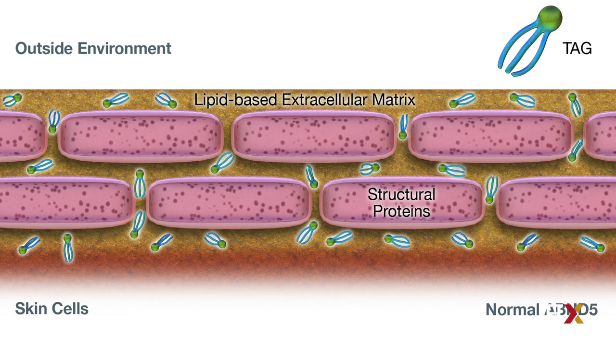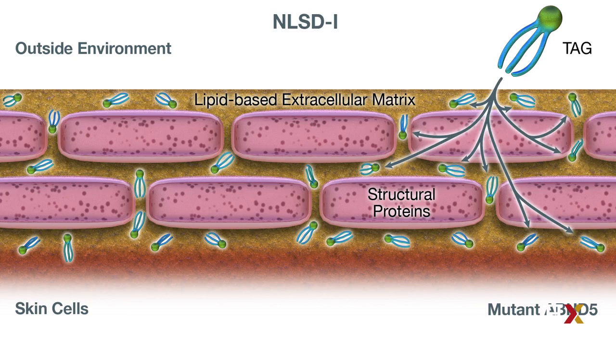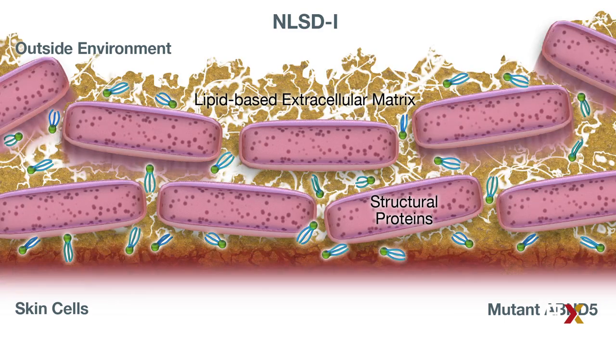If ABHD5 is normal, the permeability barrier remains intact and functions normally. In NLSDI patients, the ABHD5 mutation blocks the proper lipolysis, leading to an abnormal triacylglycerol deposition in the skin, to a lack of processed fatty acids, and ultimately to a disruption of the lipid-based matrix. The consequence is a breakdown of the mortar holding the bricks. The result is a skin taking on a dry, rough, and scale-like appearance.